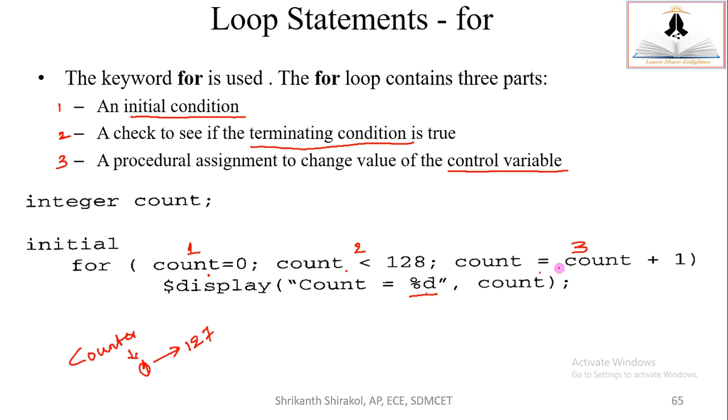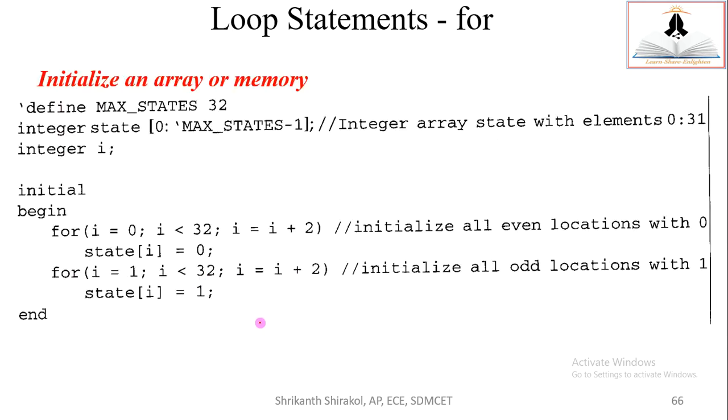Like that, it counts till 126 and 127. Think that now 127 is printed. 127 plus 1 is 128, so now the count value is 128. It will check: is 128 less than 128? It fails. When it fails, it comes out of the loop and does not execute the display command. So 0 to 127 is the output for this. This is a for loop statement.